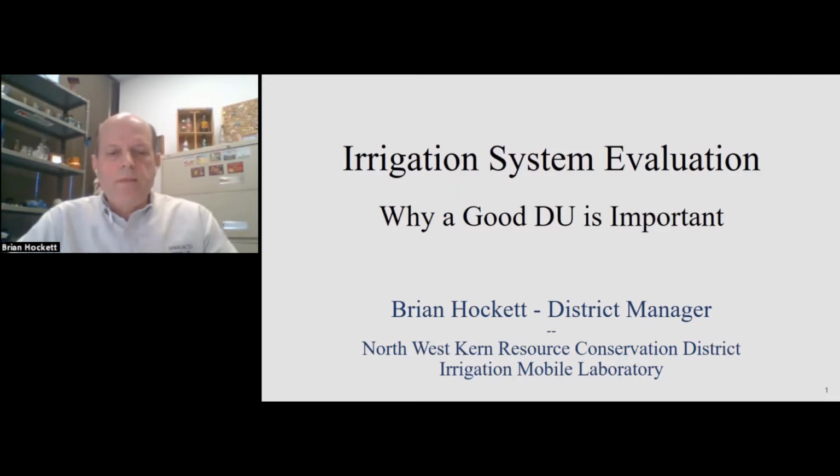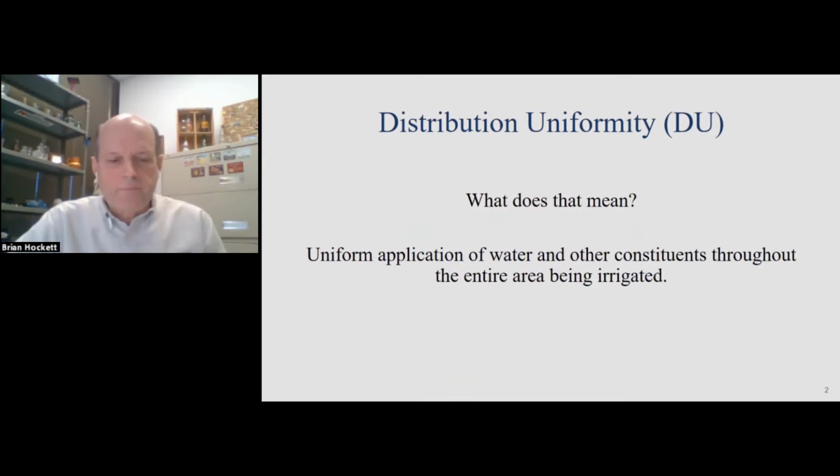Now, most of the work performed by the mobile lab is here in Kern County, but I regularly travel as far north as Madera. I provided training in Yolo County, done work in Stockton, as well as Pilot Hill, east of Sacramento, and I've gone over to the desert side to Ridgecrest and Rosamond. So I'm all over the place. The mobile lab performs on-farm irrigation system evaluations, and that process generates a DU, or distribution uniformity, which is the uniform application of water over the entire area being irrigated.